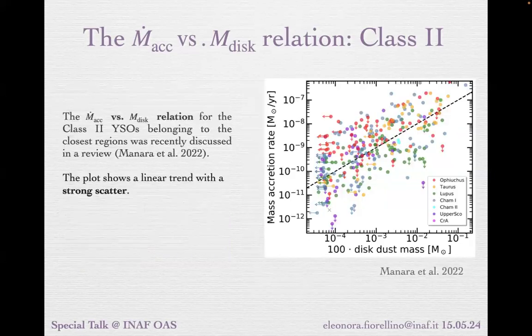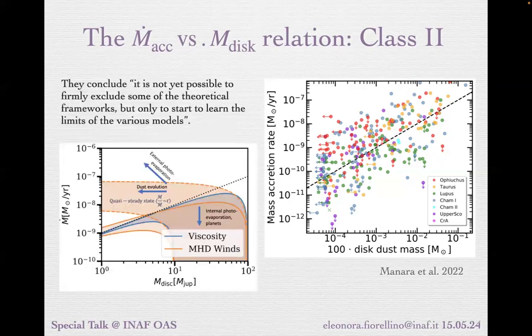But then by collecting a lot of data, not only on Lupus, but on a lot of star-forming regions, we actually found a spread in this relationship, and also some other models which focused on MHD winds came out. The result is that for the moment the debate is still going on. So at this moment, both the MHD winds and the viscosity model can explain our data. So the question is still there.